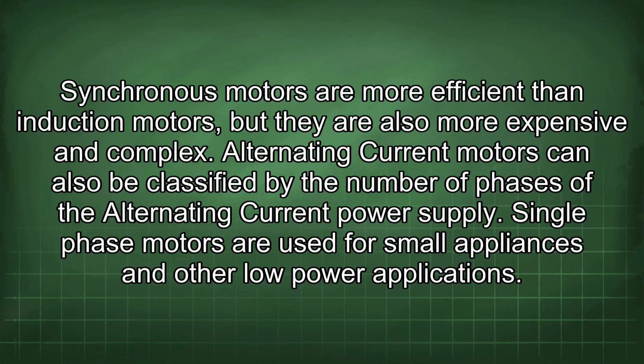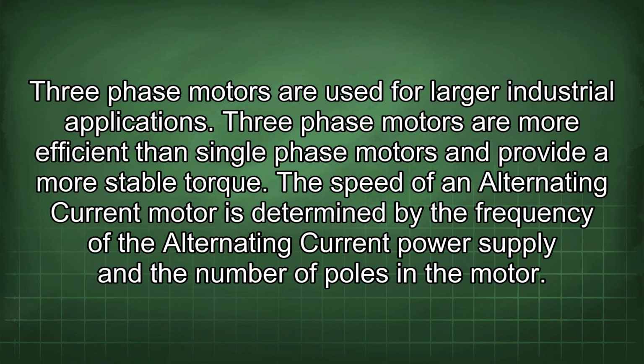Alternating current motors can also be classified by the number of phases of the alternating current power supply. Single-phase motors are used for small appliances and other low-power applications. Three-phase motors are used for larger industrial applications. Three-phase motors are more efficient than single-phase motors and provide a more stable torque.